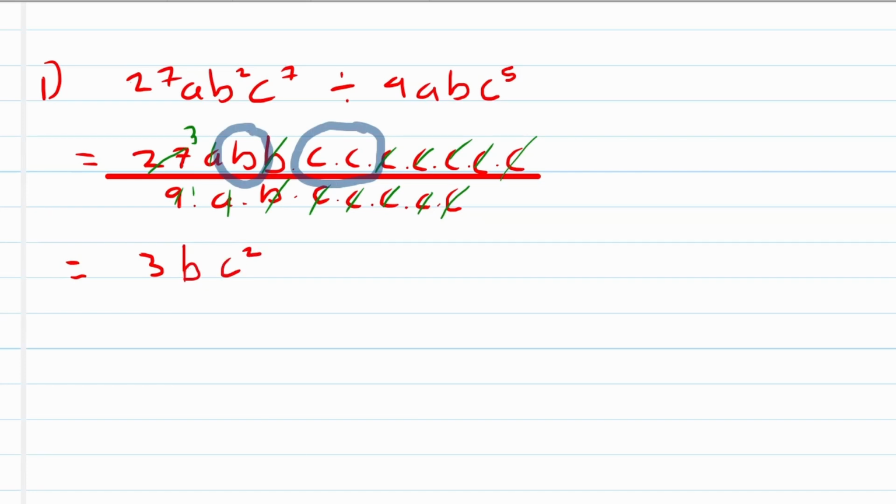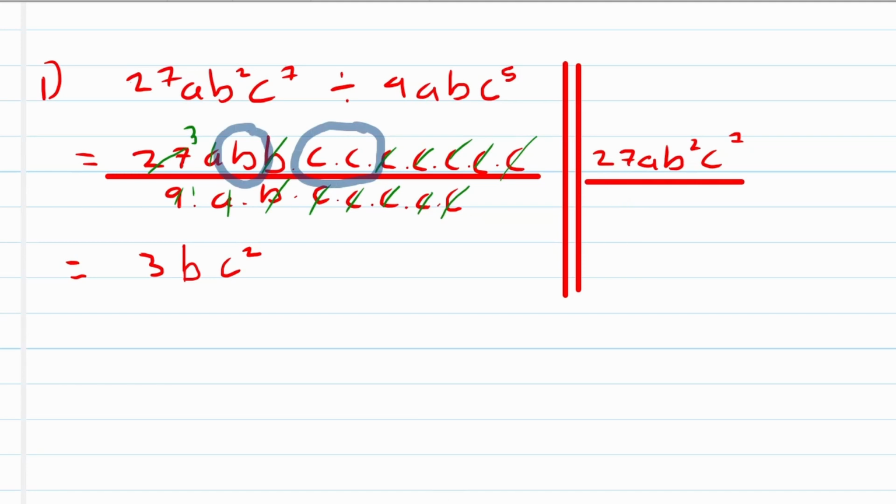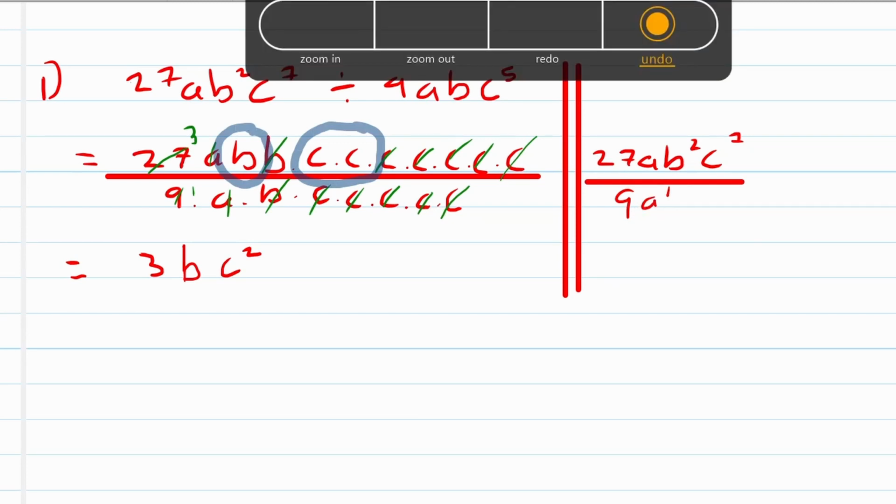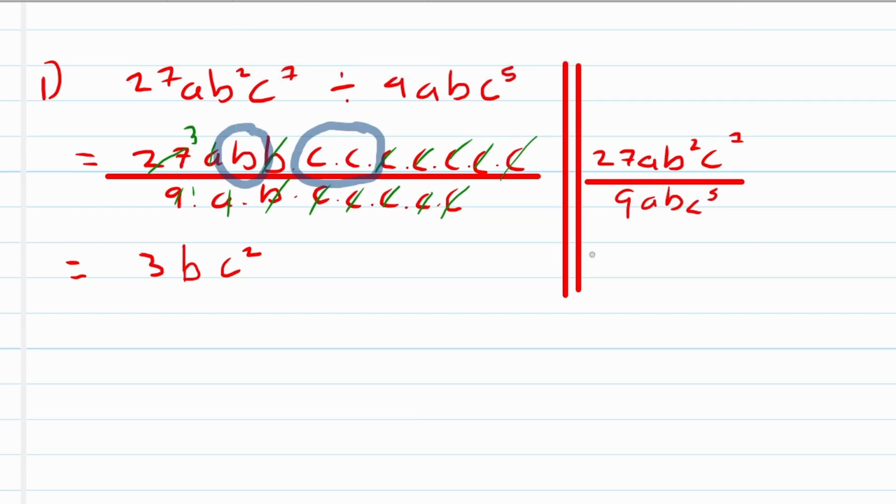squared is remaining. I'm going to do the exact same example by using our exponent rules, because you've been using that previously, and it's a much easier way to work with it. So we've got the 27ab squared c to the power of 7 divided by 9ab c to the power of 5.